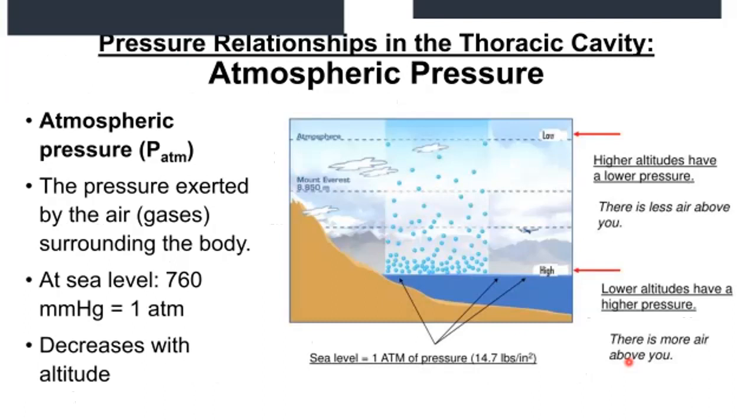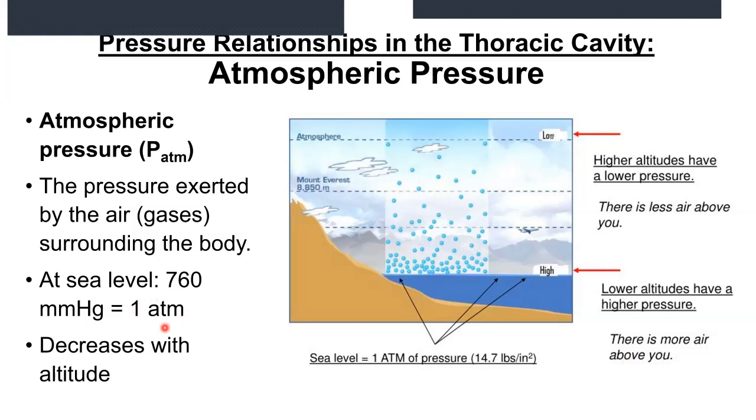So first and foremost, before we start talking about the lungs, we have to first discuss atmospheric pressure. And we have to discuss this because when it comes to the lungs and the pressures in the lungs and surrounding the lungs, they are all relative to atmospheric pressure. So atmospheric pressure describes the pressure that's exerted by the air, specifically the gases in the air that are surrounding the body. So at sea level, this is about 760 millimeters of mercury. And the other way to write it here is 1 atm.